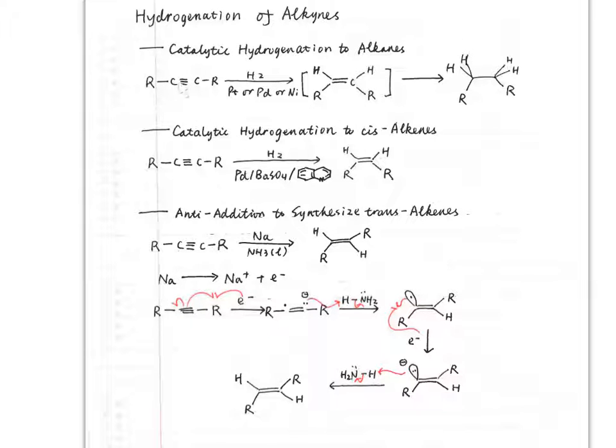Alkyne can be reduced to alkene by catalytic hydrogenation. Utilizing hydrogen and a metal catalyst, here platinum or palladium or nickel, you generate this cis alkene as the reaction intermediate, followed by further hydrogenation, essentially generating an alkane.